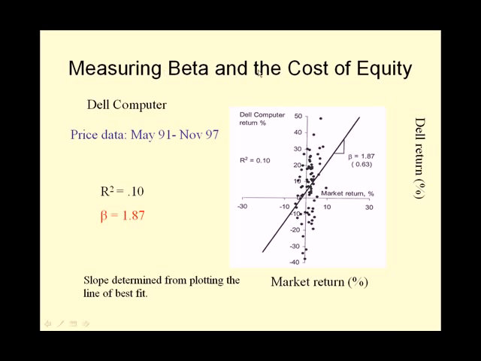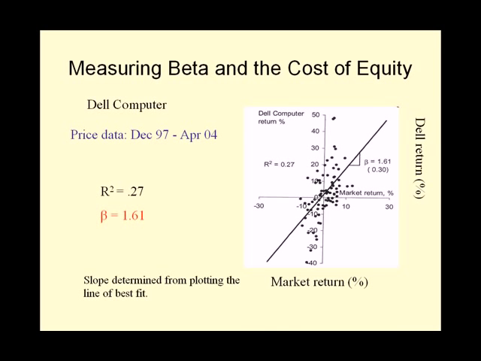Here's the same presentation for Dell Computer for the period May 91 to November 97. And you can see for Dell Computer that the beta is much higher. The line is much steeper. It has a slope of 1.87, indicating that an investment in Dell Computer stock over this time period had a much higher risk than did an investment in ExxonMobil over the period 97 to 2004.